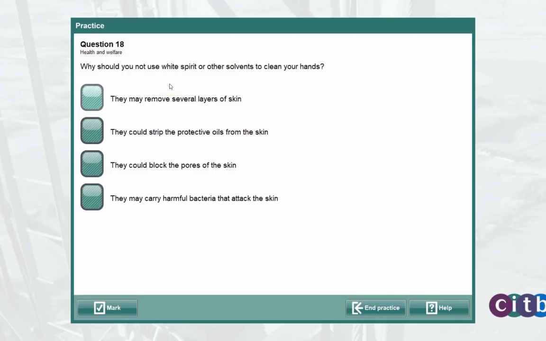Why should you not use white spirit or other solvents to clean your hands? They may remove several layers of skin. They could strip the protective oils from the skin. They could block the pores of the skin. They may carry harmful bacteria that attack the skin.